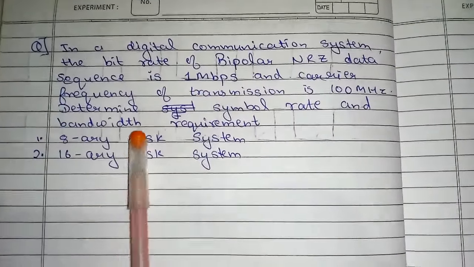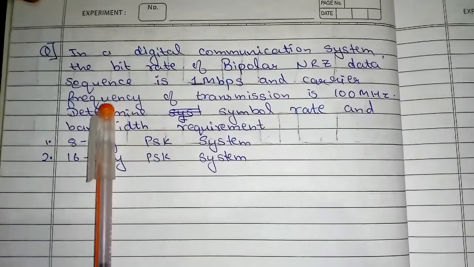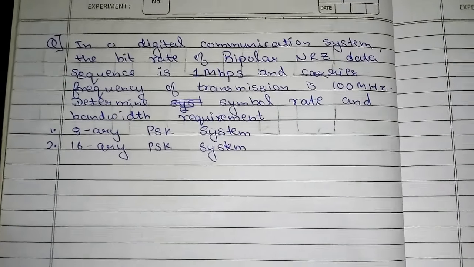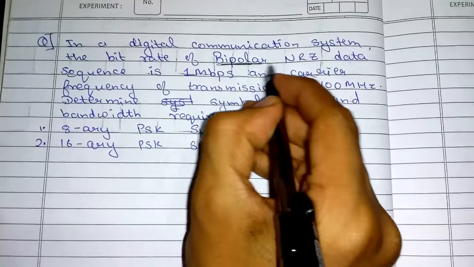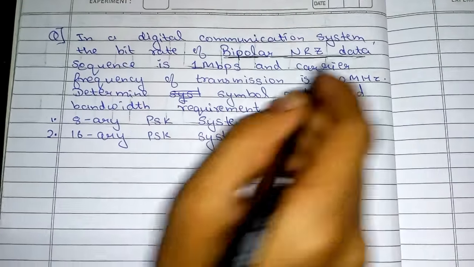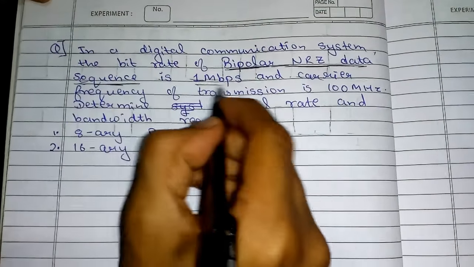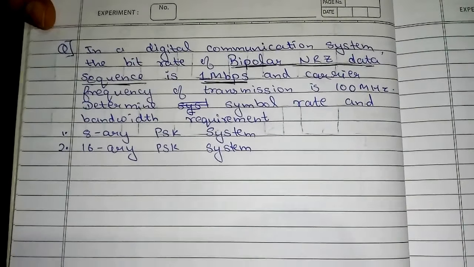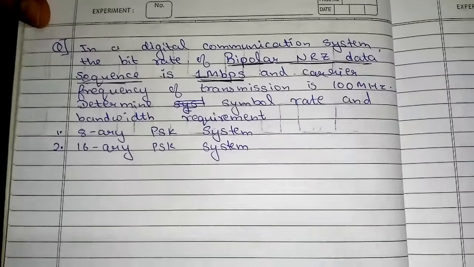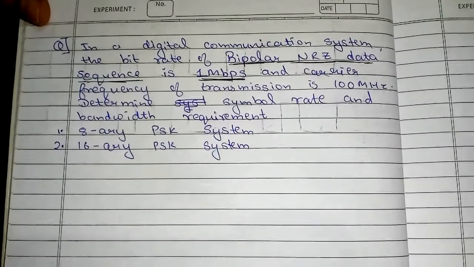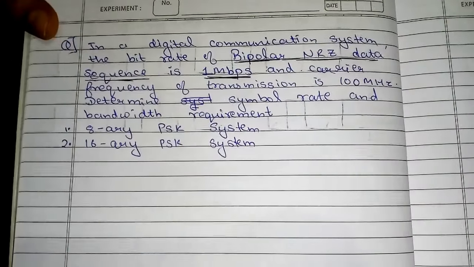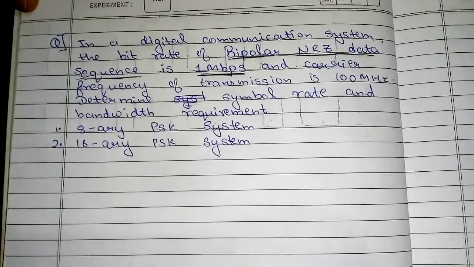The question is, in a digital communication system, the bit rate of bipolar NRZ, which we saw in the previous video, the bipolar NRZ data sequence is 1 Mbps and the carrier frequency of transmission is 100 megahertz. Determine the symbol rate and bandwidth requirement of 8-ary PSK system and 16-ary PSK.